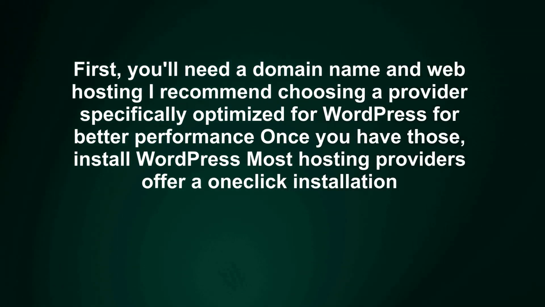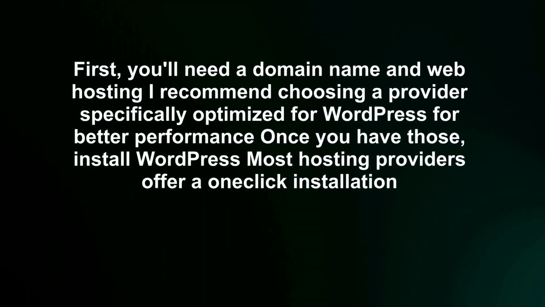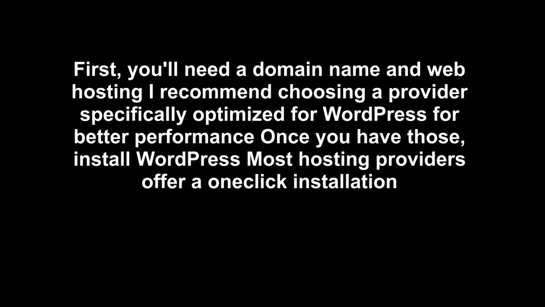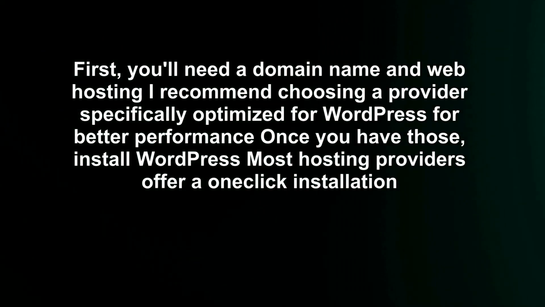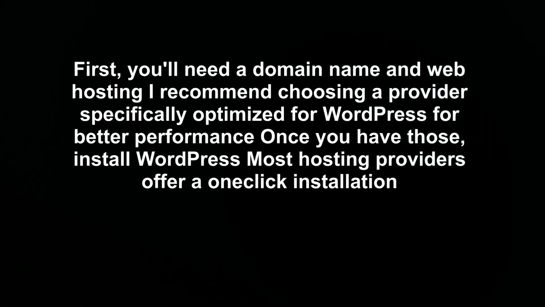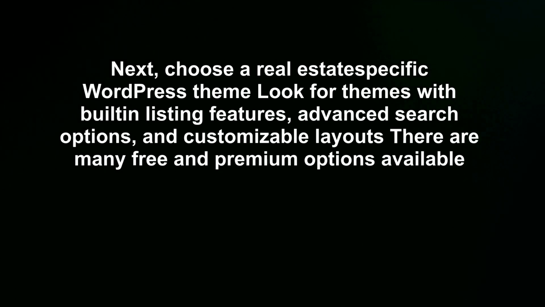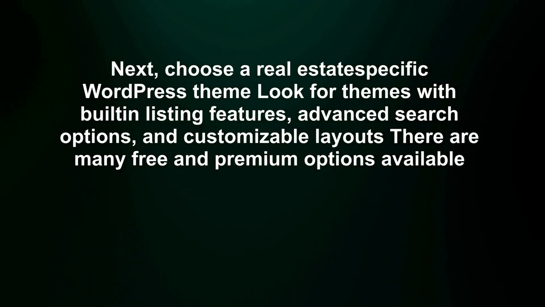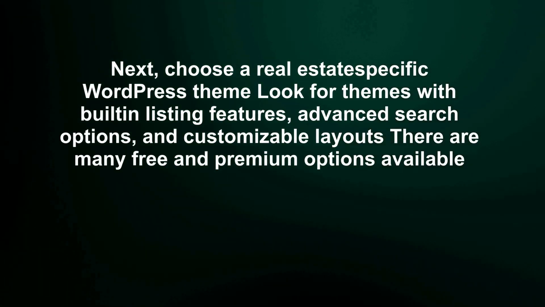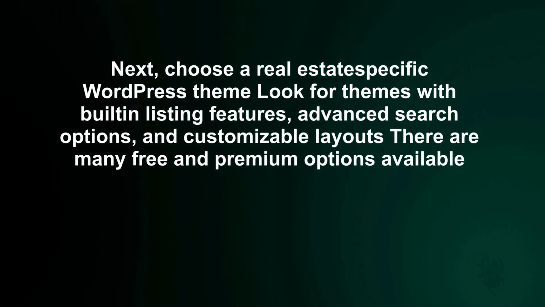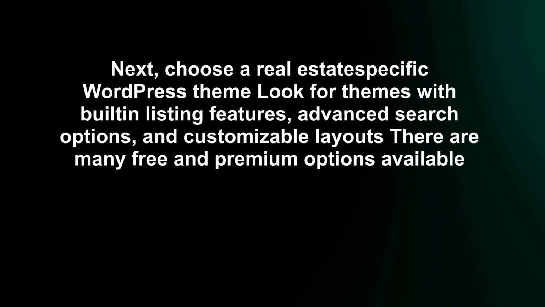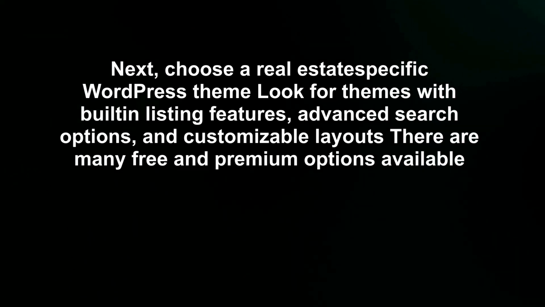I recommend choosing a provider specifically optimized for WordPress for better performance. Once you have those, install WordPress. Most hosting providers offer a one-click installation. Next, choose a real estate-specific WordPress theme. Look for themes with built-in listing features, advanced search options, and customizable layouts. There are many free and premium options available.